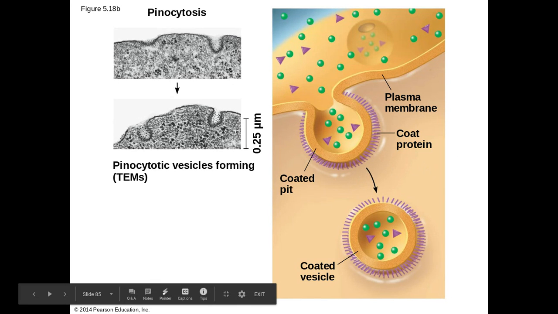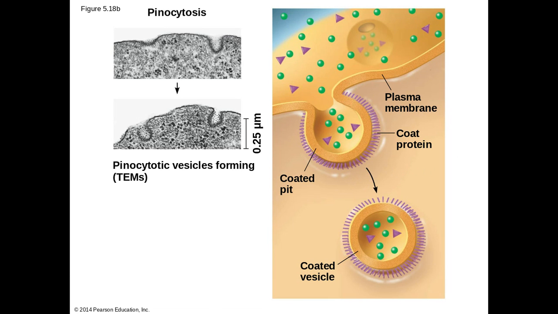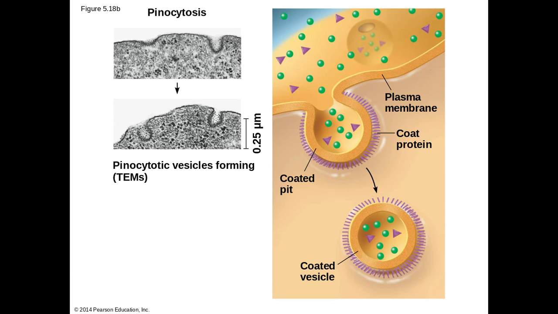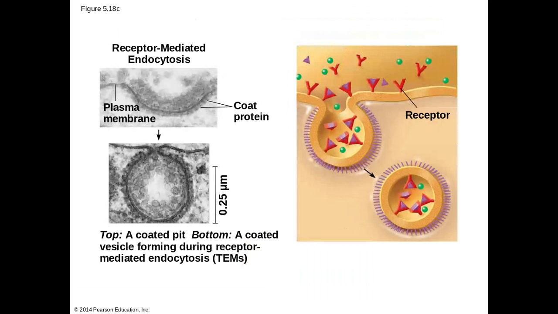With pinocytosis, a lot of times the parts of the plasma membrane that form the vesicles get lined with a fuzzy layer of coat protein, so it kind of looks like little hairs. These are sometimes called coated vesicles. The reason for that is it helps them to move around the cell a little bit. So that's pinocytosis. And then finally, we have receptor-mediated endocytosis.